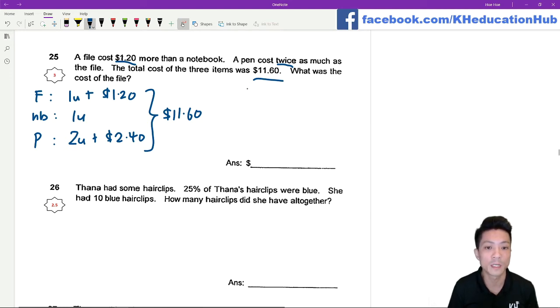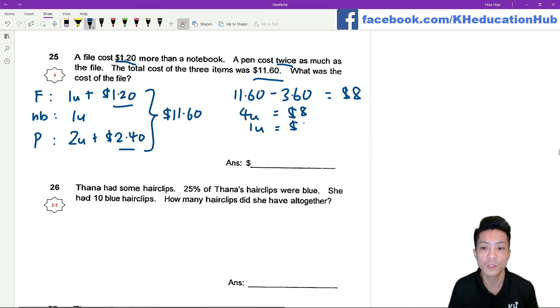So we need to remove the extra first, which is these two. Okay, 1160 minus away $3.60. Gonna give me $8. And then 4 units is equals to $8. 1 unit is gonna give me $2. Since the file is 1 unit plus 120, so it's gonna be $3.20.